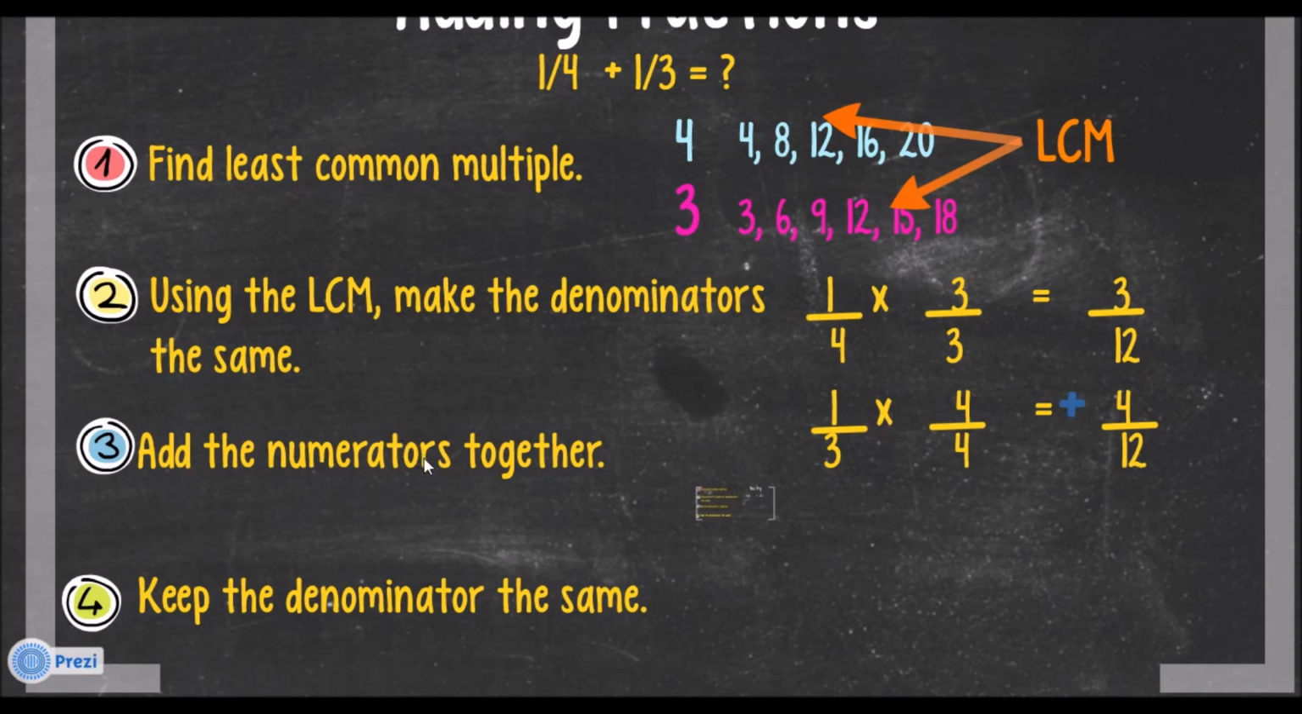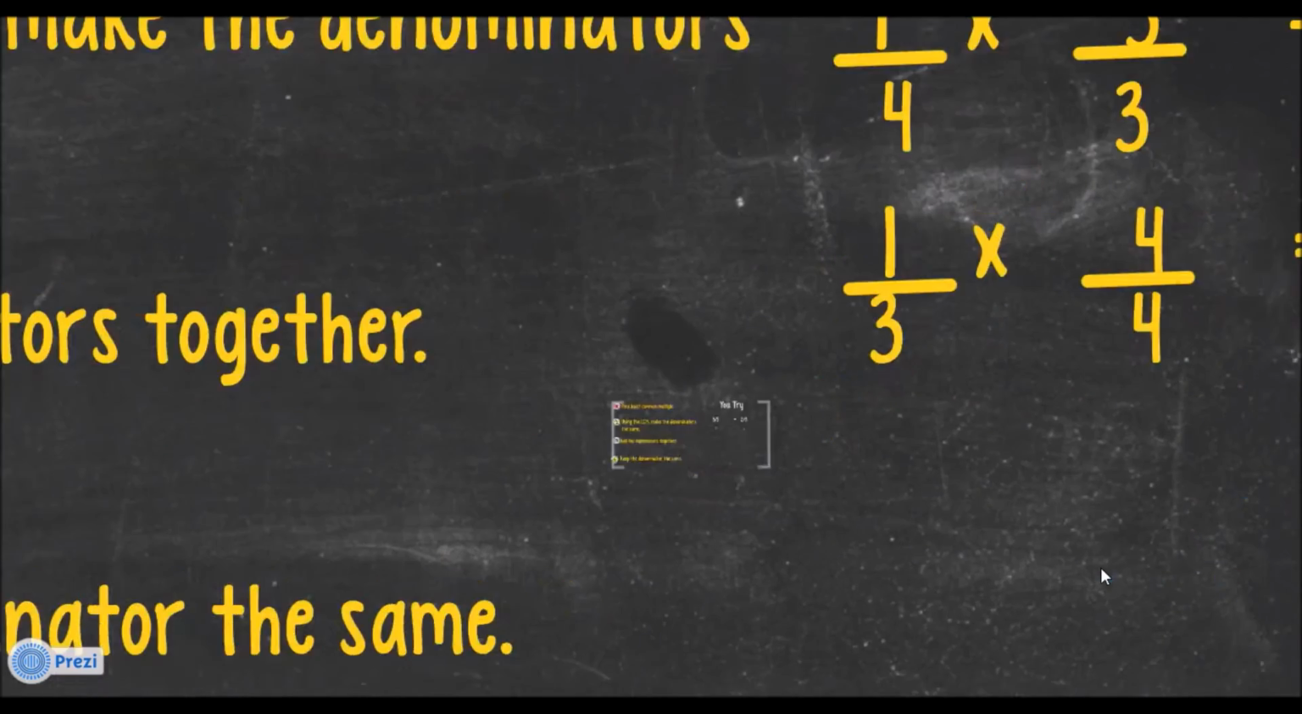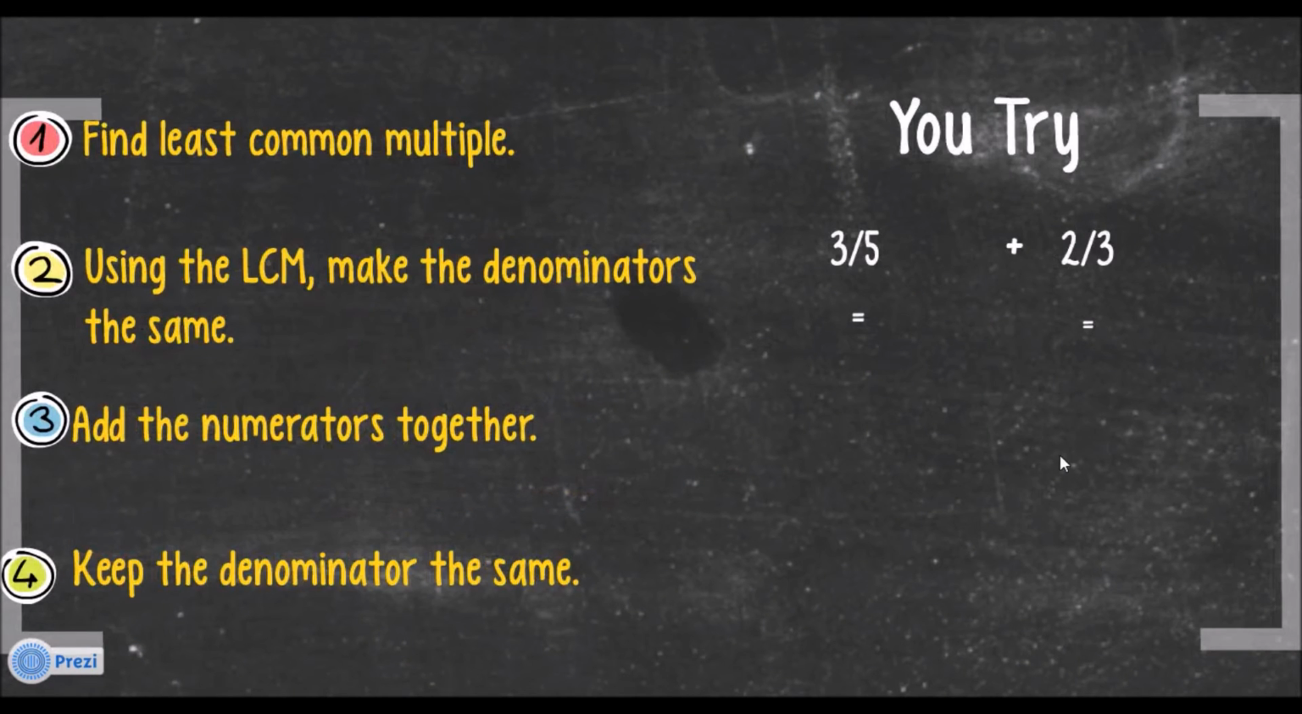Okay, step number 3, you add the numerators together. 3 plus 4 equals 7, and then I keep the denominators the same, so it's 7/12. So now you are going to try. Okay, I want you to pause the video, try this on your own, and then we'll check. Okay, the answer you should have gotten was 19/15, and if you put it in a mixed number, great, but we're going to do that here together, okay?